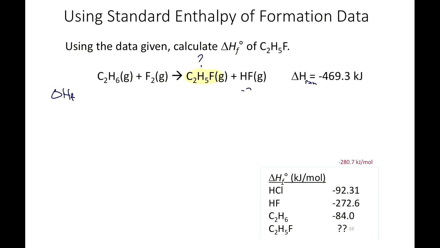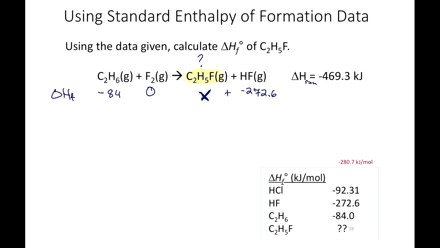So HF is negative 272.6. C2H6 is negative 84. I don't know what C2H5F is, so I'm just going to call that X, because that's what I'm going to be solving for. And then what is F2? I didn't give you that. Yes, it's 0. So don't think, oh, you didn't give me enough information. No, F2 is an element already in its most stable state, so it's 0.